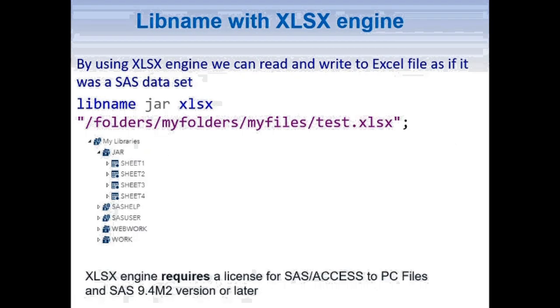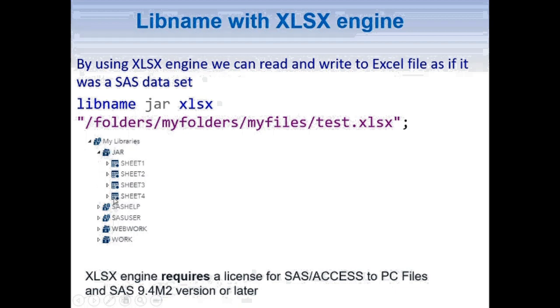By using the XLSX engine in the Libname statement, we can read and write to an Excel file as if it were a SAS dataset. Now here I am defining my Libname statement wherein I am giving the libref, the XLSX engine and also the path of my Excel file. Once I run this Libname statement, I can access all the Excel sheets available in this particular Excel file. And one point to remember here is the XLSX engine requires a license for SAS Access to PC Files and SAS 9.4 M2 version or later.